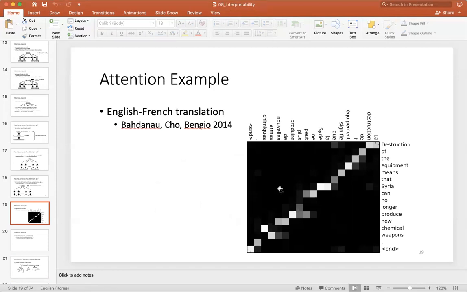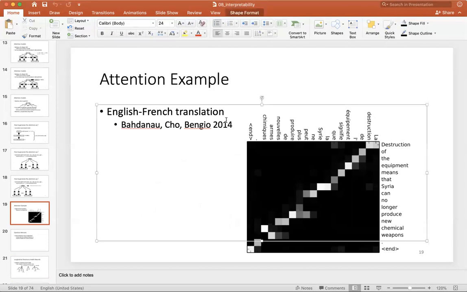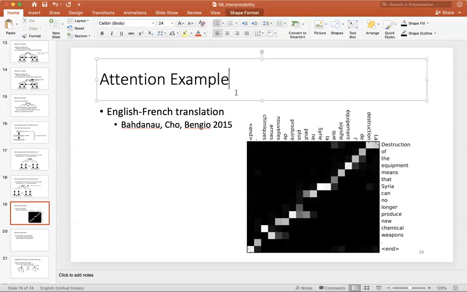This is because they're doing translation. This should be 2015 actually. So they're doing translation from English to French. Here, this is the English side, this is the French side. The English is "the destruction of the equipment means that Syria can no longer produce new chemical weapons." Period, end. And the corresponding French sentence is something like this. And what's happening here is that you first feed.